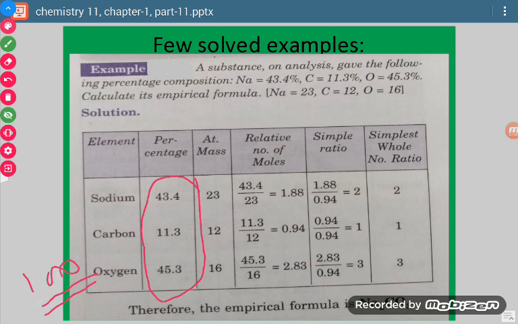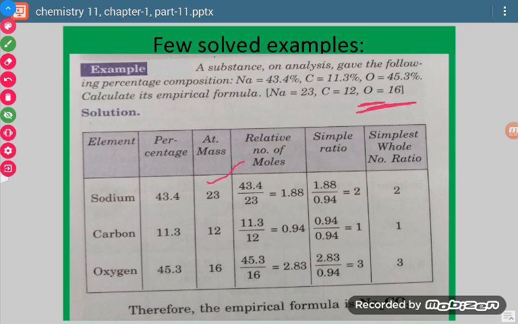It may be 99 point something, that doesn't matter, but it should be near 100, or we can say exactly 100. If it is not, then it means there is presence of one more element, which is oxygen. Now in this case oxygen is there, so it will be 100 only. Sometimes the percentage is quite less than 100, so whatever is left out comes out to be the percentage of oxygen. So that way we have to do.